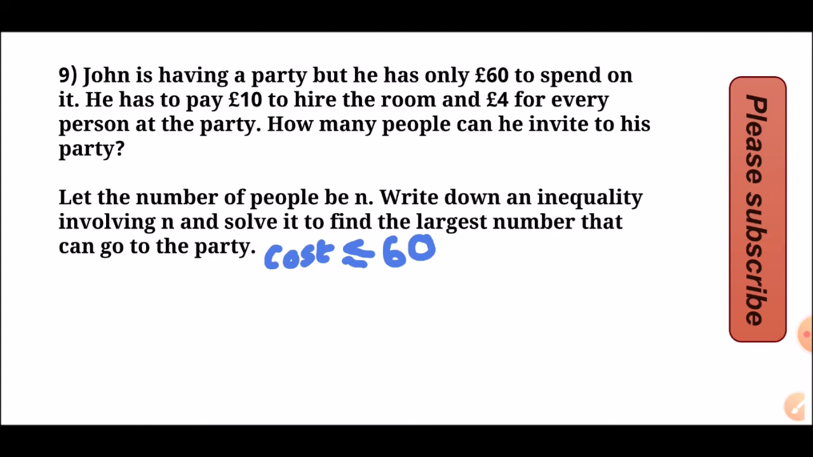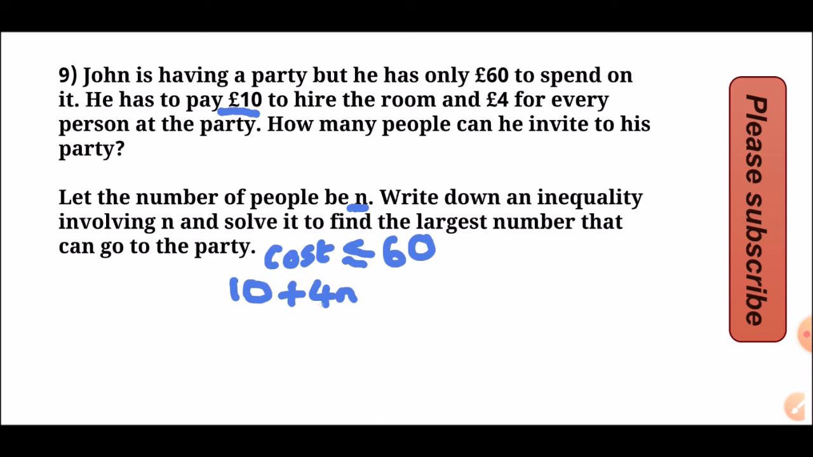And remember, the £10 he has to pay regardless of how many people attend. Even if nobody attends, he'll have to pay £10 to hire the hall. And then he'll have to pay £4 for every person, and we said each person we can represent as n. So we'll write that as the £10, then an additional 4n. The £10 is the hall hire, and then £4 times the number of people.